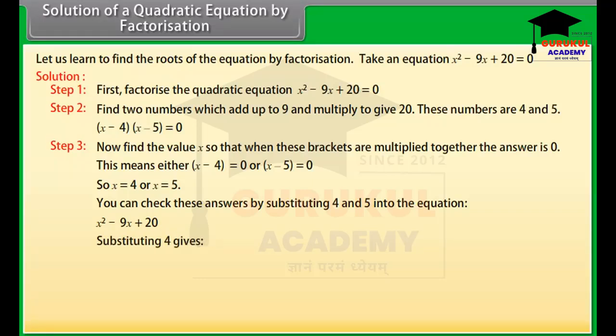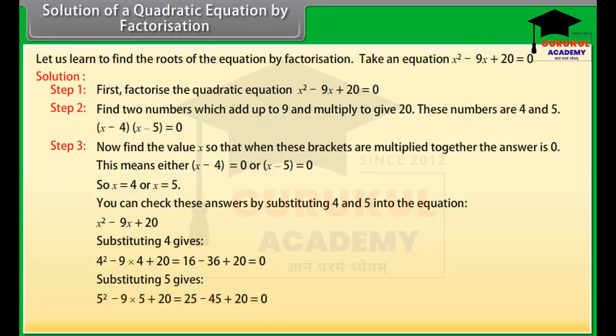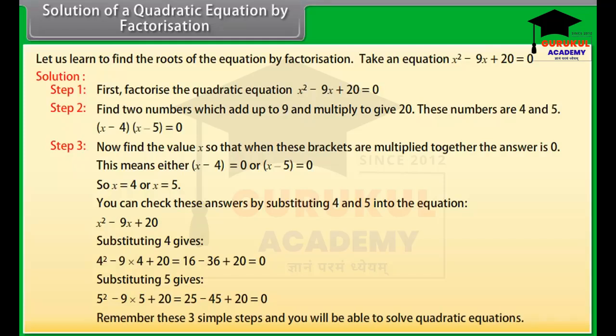Substituting 4 gives 4 square minus 9 into 4 plus 20, which is equal to 16 minus 36 plus 20 equals 0. Substituting 5 gives 5 square minus 9 into 5 plus 20, which is equal to 25 minus 45 plus 20 equals 0. Remember these three simple steps and you will be able to solve quadratic equations.